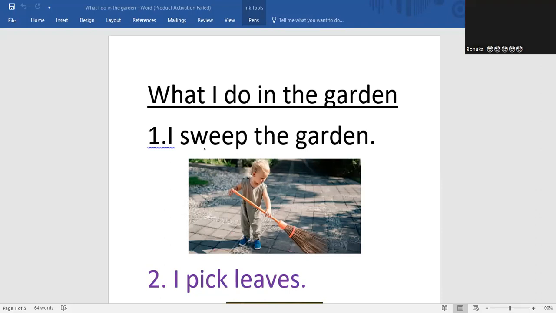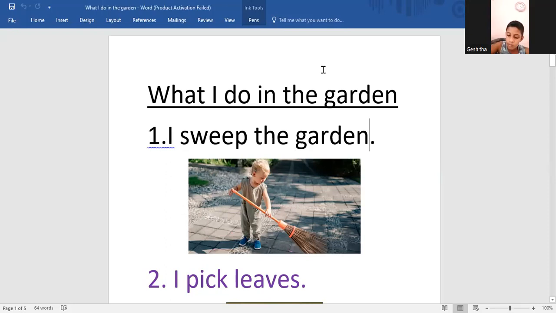Right, write the topic, then write number 1. How do you say in English අතු ගන්නවා? I sweep, right? Sweep. I sweep the garden. With what do you sweep the garden? Do you use a broom to sweep the garden? No. What do you use? Eagle broom. Very good, right? I sweep the garden. I sweep the garden.